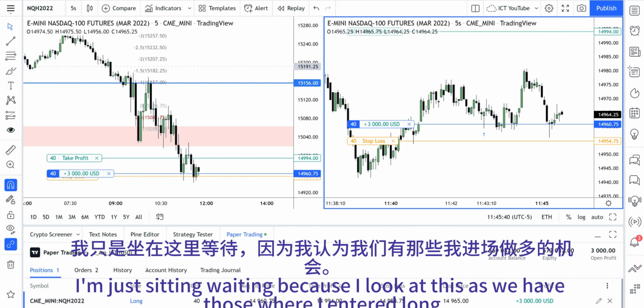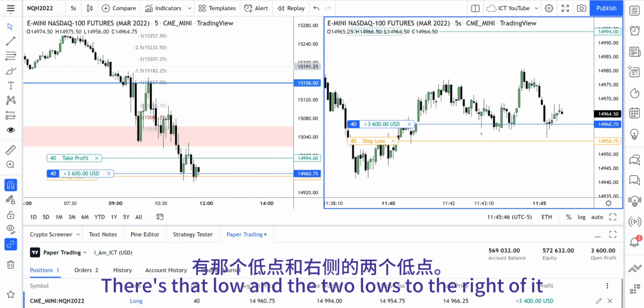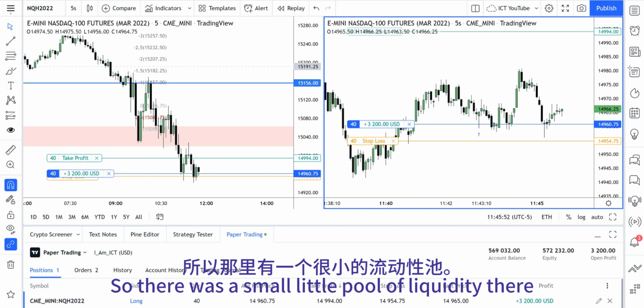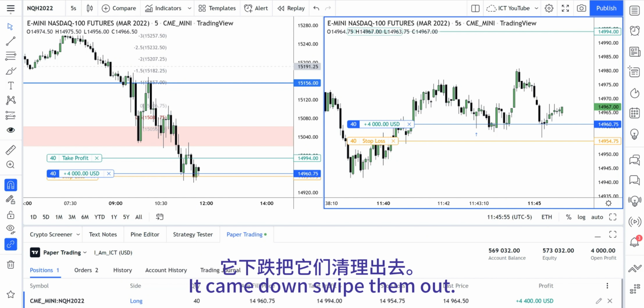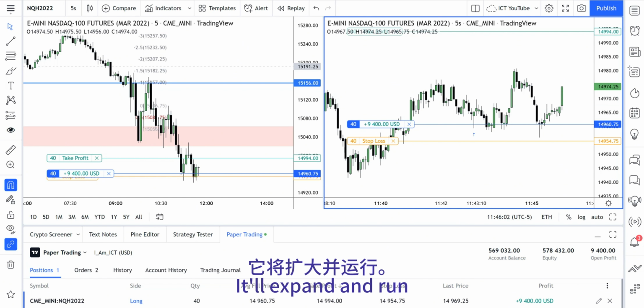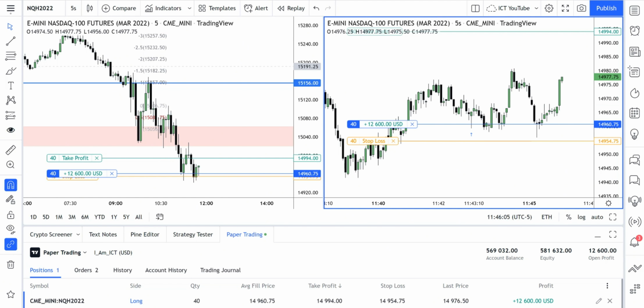Now I'm just sitting waiting because I look at this as we have those where I entered long. There's that low and the two lows to the right of it. So there was a small little pool of liquidity there. It came down, swiped them out. Now it'll expand and run for my limit order.